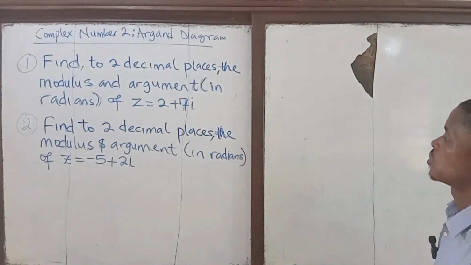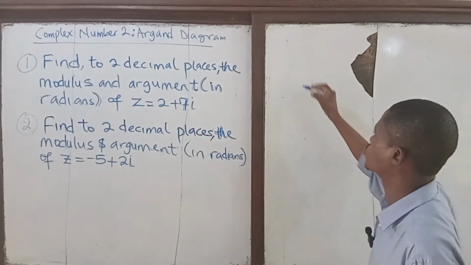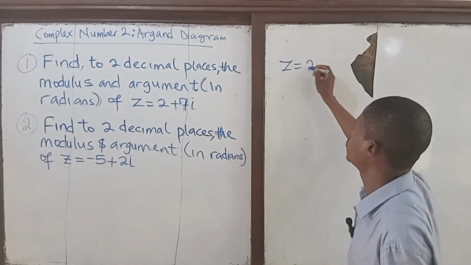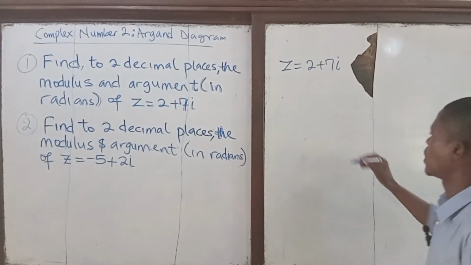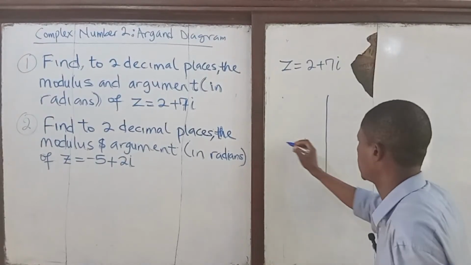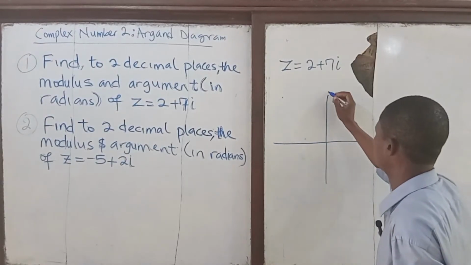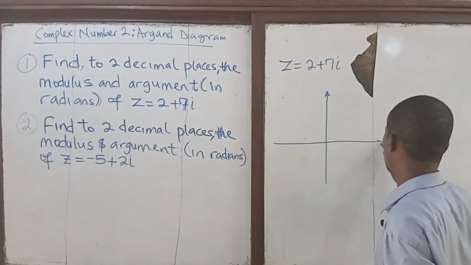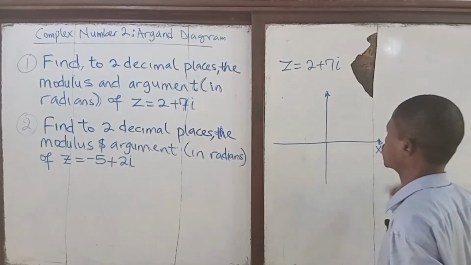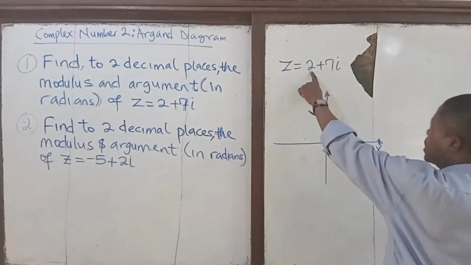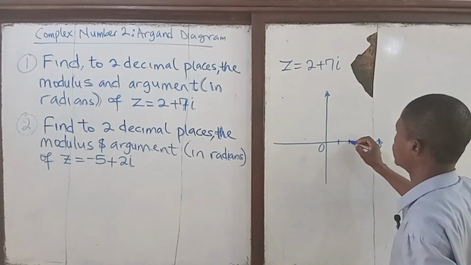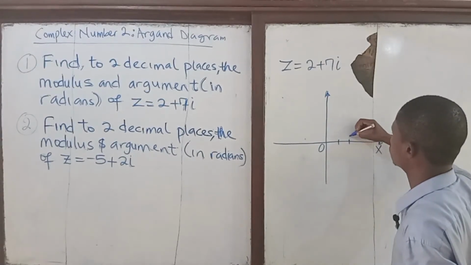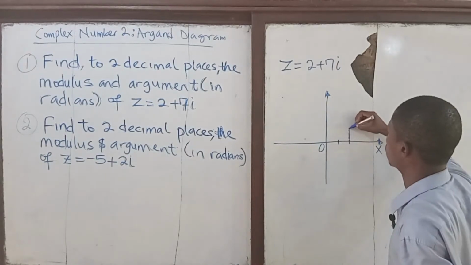The first one, we have z equal to 2 plus 7i. Let's sketch our Cartesian coordinates, the x and y axis. Just a sketch, not a perfect diagram. On the horizontal, we have 2. This is the origin. So we have 2, and then from 2, we have 7. Just pick any value on the vertical for your 7.